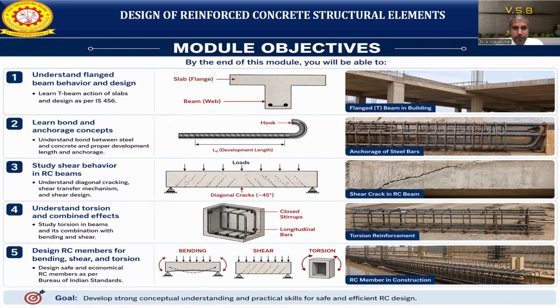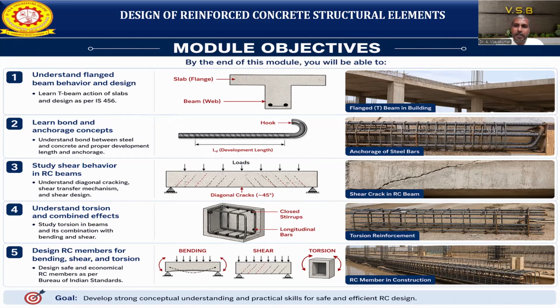Then course objective 3: study the shear behavior in RC beams. The learner should understand what is meant by diagonal cracking, how shear is transferred, and how to design for shear, how we are going to prevent shear failure. Then students need to understand torsion and the combined effect in beams. That means studying torsion in beams and its combination with bending as well as shear. The final objective of this module is to design the RC member for a combination of bending, shear, and torsion.